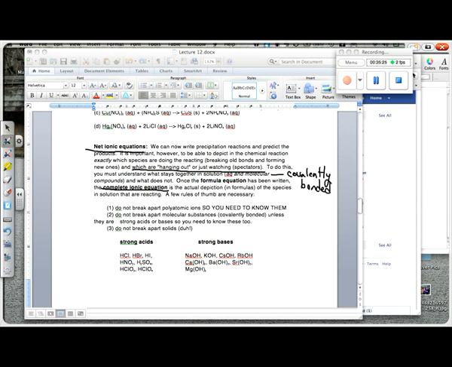So here are some rules of thumb. Do not break apart polyatomic ions, so you really do need to know them. Do not break apart molecular substances that are covalently bonded unless they are strong acids or bases, so you need to know those too. And we'll be coming back to these again in exam 4 material. And of course, do not break apart solids because they stay together, and that's why they're a solid. There aren't that many strong acids and strong bases.